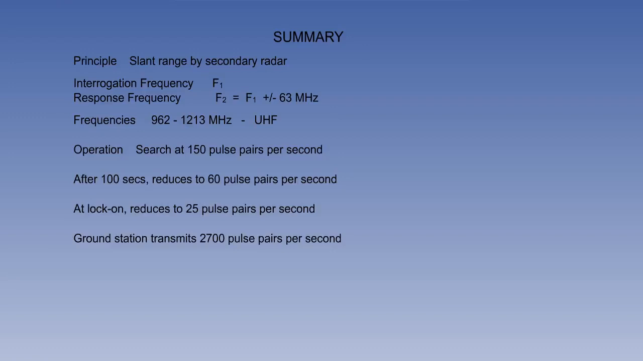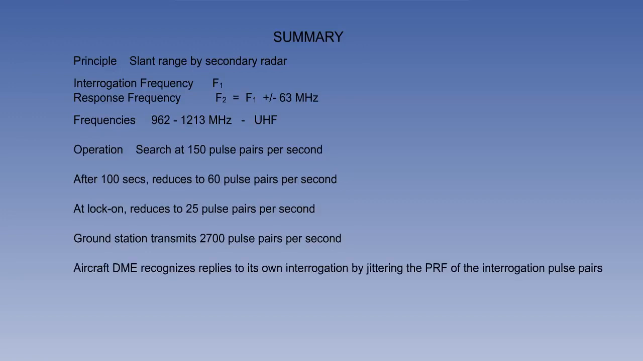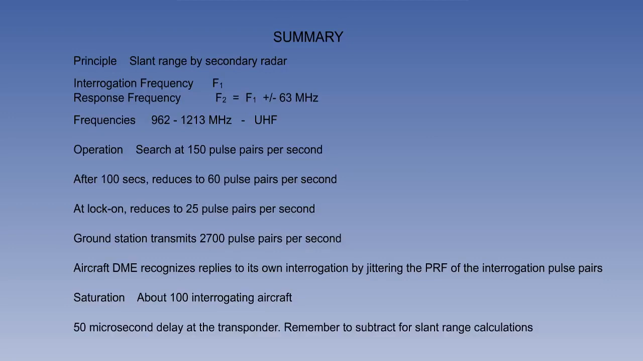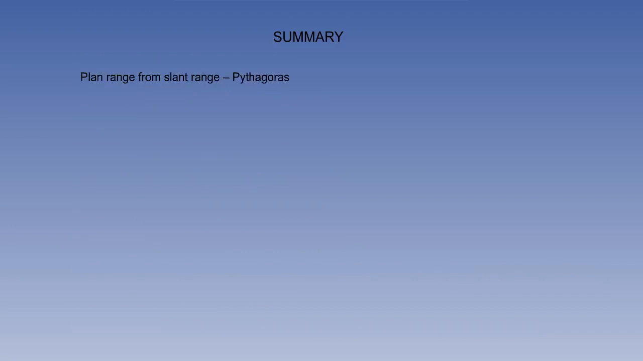The ground station transmits 2,700 pulse pairs per second. The aircraft DME recognizes replies to its own interrogation by jittering the PRF of the interrogation pulse pairs. The system saturates if more than about 100 aircraft interrogate simultaneously. The weakest signals are discarded as the transponder gain is reduced. There is a 50 microsecond delay at the transponder. Remember to subtract if you are required to do any slant range calculations. If you have to calculate plan range from slant range, use Pythagoras' theorem.